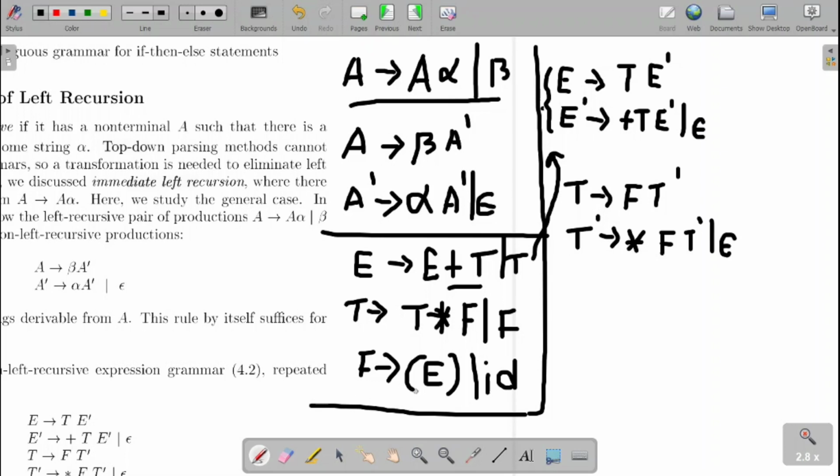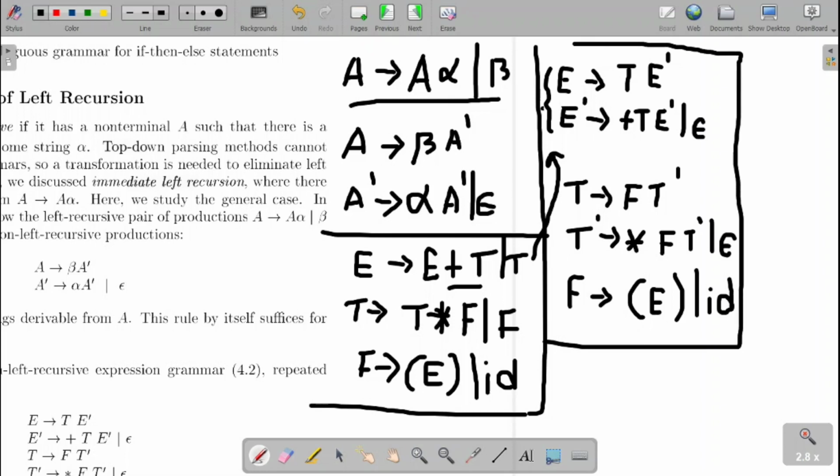Next one, F derives open E close, no left recursion. F derives ID, no left recursion. That is, after eliminating the left recursion, my resultant grammar is this one. So now this grammar is suitable for applying top-down parsing. Fine. So now this is my resultant grammar.